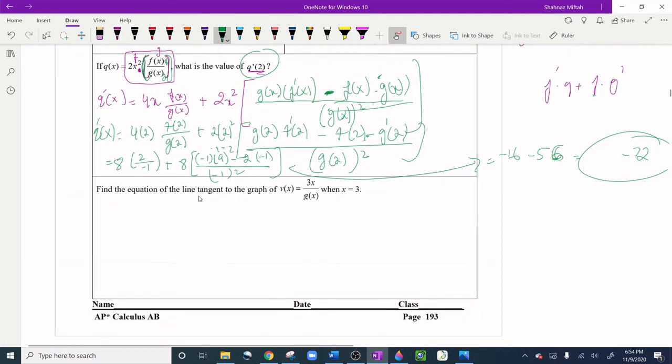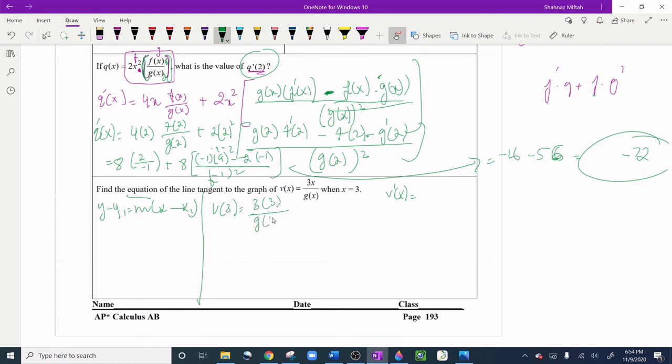Last one: find the equation of the tangent line of the graph v of x, 3x over g of x, when x is equal to 3. Again, the same thing. They said equation, so I need y minus y1 equals m times x minus x1. The tangent means derivative, so I have to take the derivative, which is v prime of x. We will figure it out. Also x is equal to 3, but I need a y value.